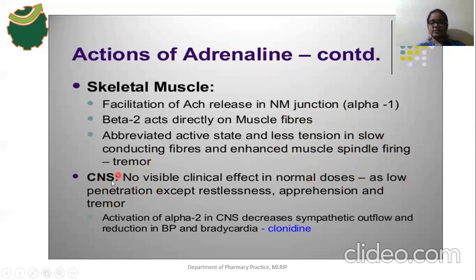And the effect on the CNS. What is the effect on the CNS? There is no visible clinical effect at normal doses, because adrenaline poorly penetrates the brain. Some minor effects occur, that is restlessness, tremors, and apprehension. Activation of alpha 2 receptors in the CNS decreases the sympathetic outflow. Reduction of BP and bradycardia occur.